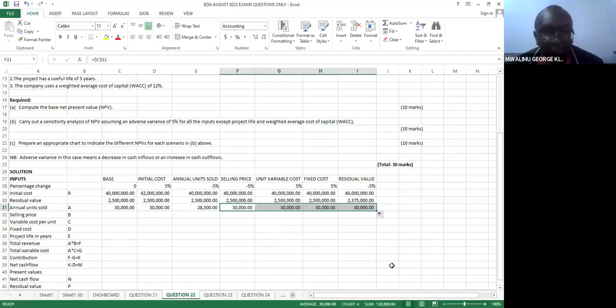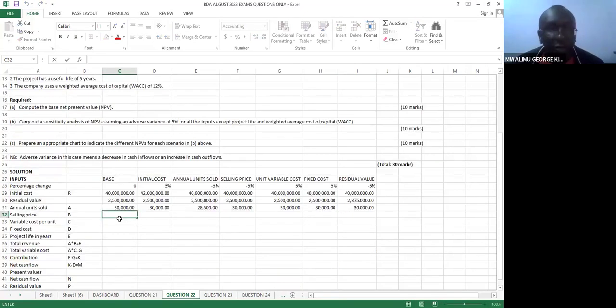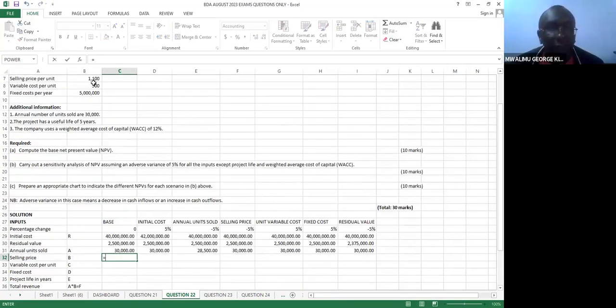Let's come to selling price. Selling price is equals to, we are given a figure there, so we can say equals to this one here. And we can press F4 so that it does not change. I'm able to copy a bit up to here.